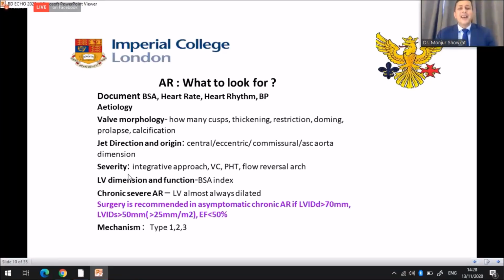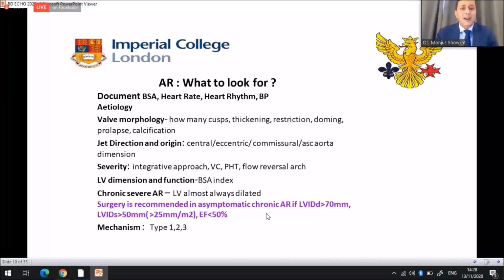And severity. It needs to be a very integrative approach. There is not any single method where you can say, oh, this is the best method for this valve. So you need to assess vena contracta. I'll talk through vena contracta, pressure half time, flow reversal in the arch, and also LV dimension and function is important. And again, the emphasis is this is the most challenging group, chronic severe AR. LV is almost always dilated, and surgery is recommended as the class 1 indication I mentioned. The LV end diastolic diameter is 70 millimeter or more, LV end systolic diameter is 50 millimeter or more, ejection fraction is less than 50.